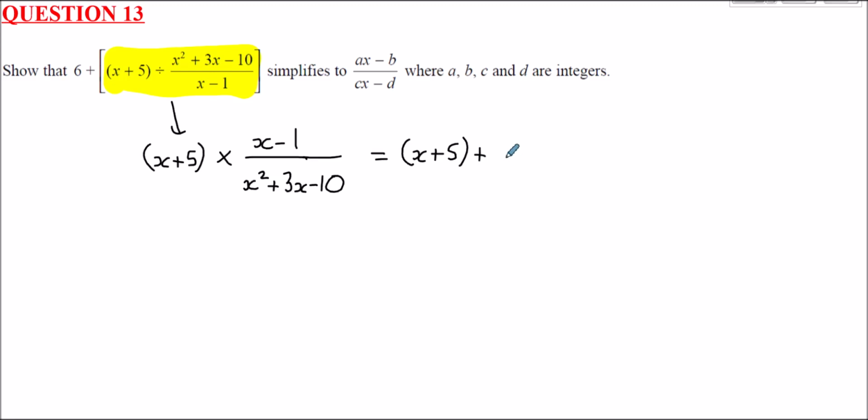So what we need to do is consider this bottom bit here. So we've got x squared plus 3x minus 10. Will this factorise? Well, we need to think of two numbers which multiply to give minus 10 and add up to 3. Those two numbers would be positive 5 and negative 2. So we can factorise this into x plus 5 and x minus 2.